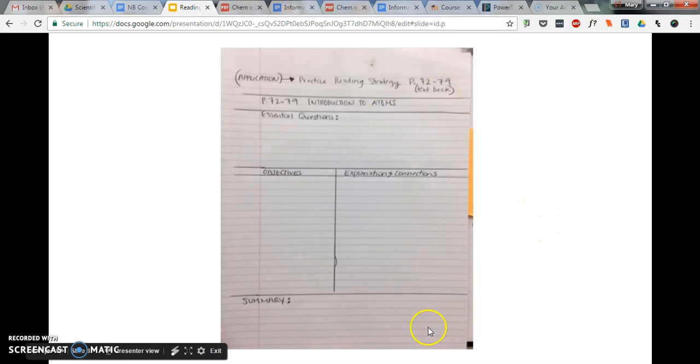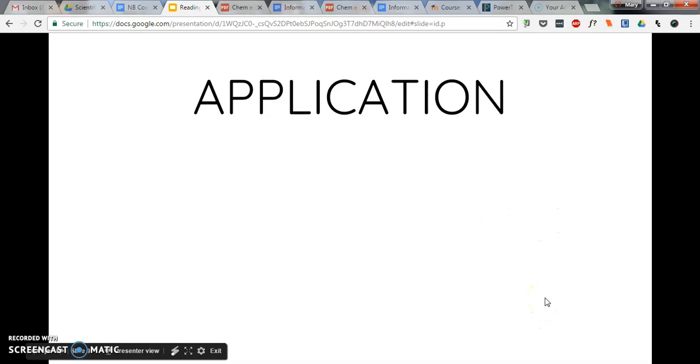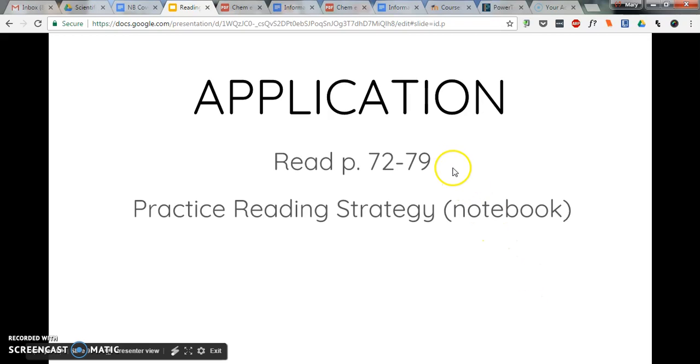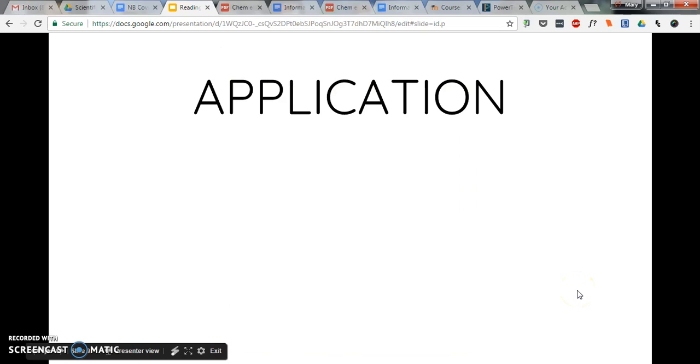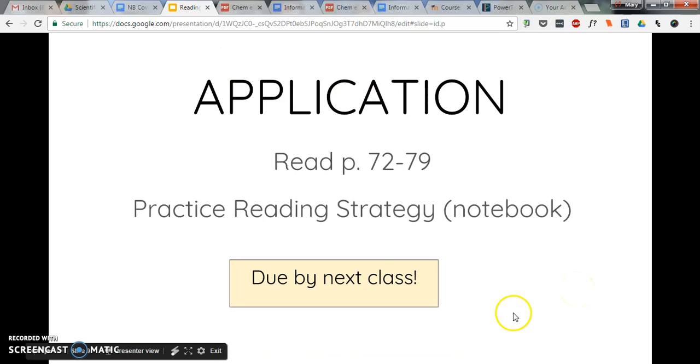Okay, welcome back. Now that we have this in our notebook, we can move to application. We are going to read pages 72 to 79 in our physical science textbook. Yes, you need your textbook today. And then we're going to practice the reading strategy in our notebook, here, on the graphic organizer that you created. This is due by the next class, along with having the document of the strategy in your notebook.